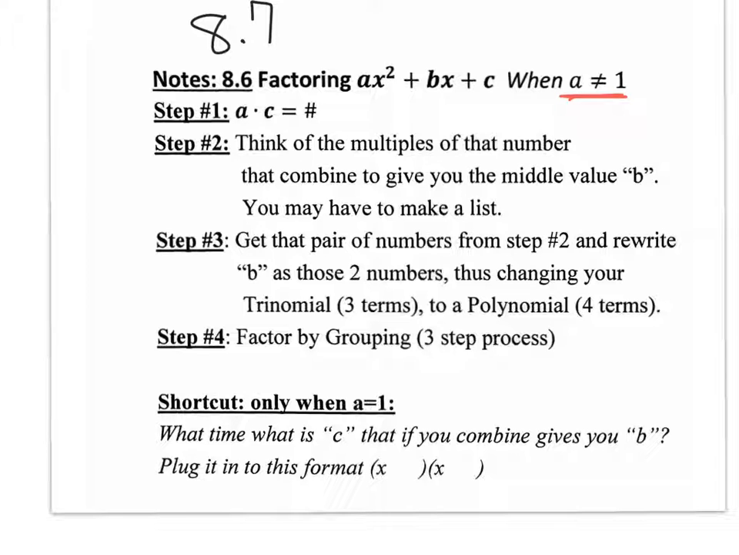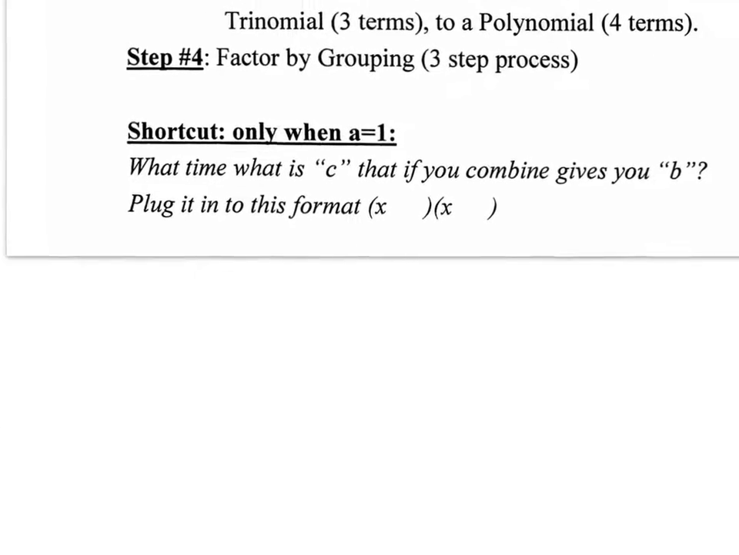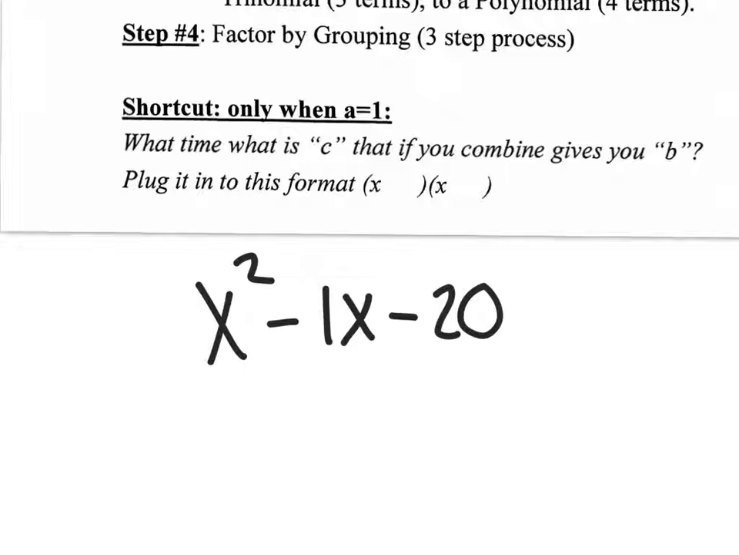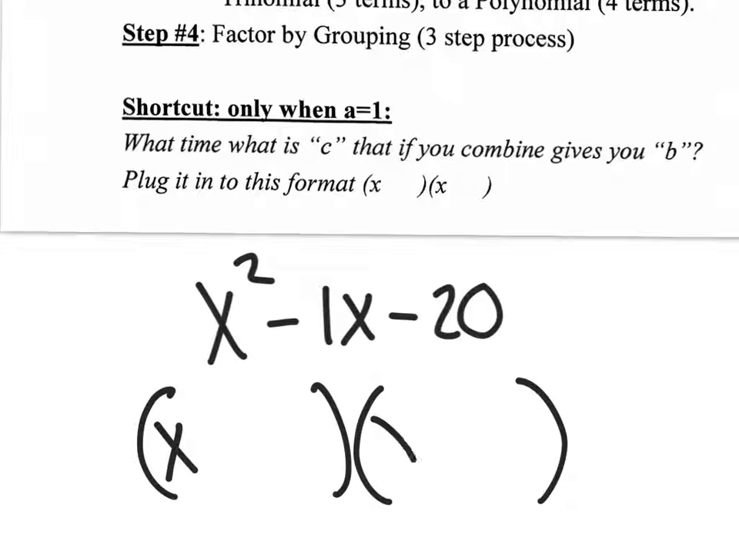So in the previous section, we were able to use a shortcut. And what was the shortcut? You could only use it when a did equal 1. So for example, let's say I had the quadratic trinomial x squared minus 1x minus 20. Right there, the a value is equal to 1, so we're able to use a shortcut. Now, what do I mean by the shortcut? You could jump right into your answer format. Put the parentheses there, put the x right there, and the x right there.